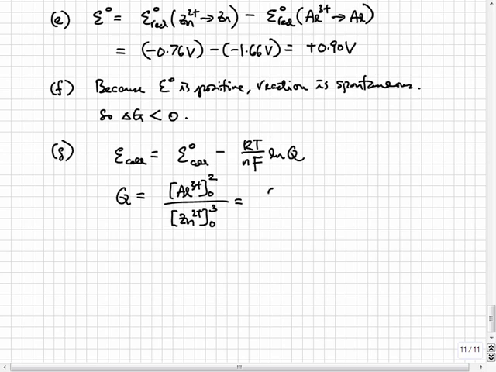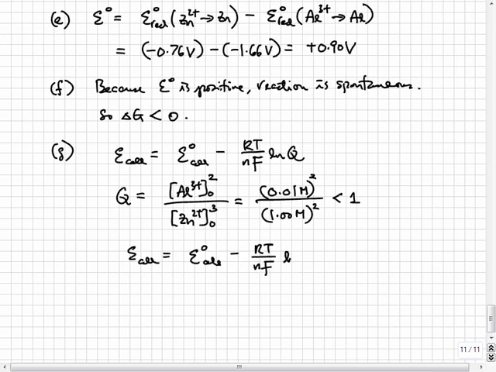For the concentrations given, Q is less than 1. The log of Q is therefore negative. With the minus sign in front, the second term is positive because RT over nF is never negative, so this increases E.